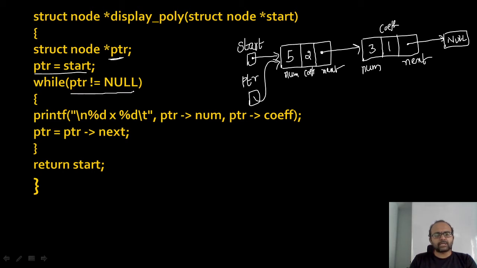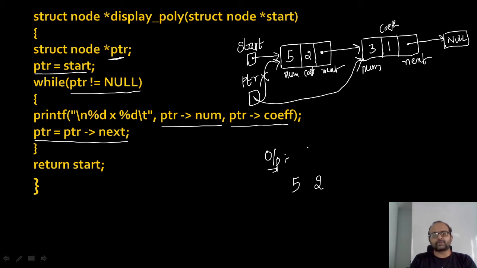Now ptr not equal to null, as ptr is currently not pointing to null. In that case it is prompting you to display ptr arrow number and ptr arrow coefficient. Ptr arrow number is 5, ptr arrow coefficient is 2, and then ptr equal to ptr arrow next, which means ptr pointer will be pointing to the next node. In the next iteration, ptr not equal to null condition becomes true. Ptr arrow num means 3 will be displayed, and then ptr arrow coefficient 1 will be displayed.